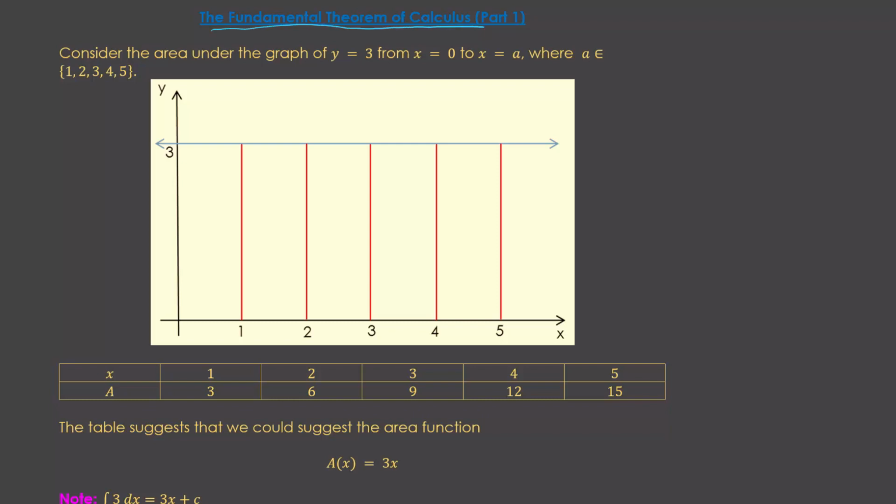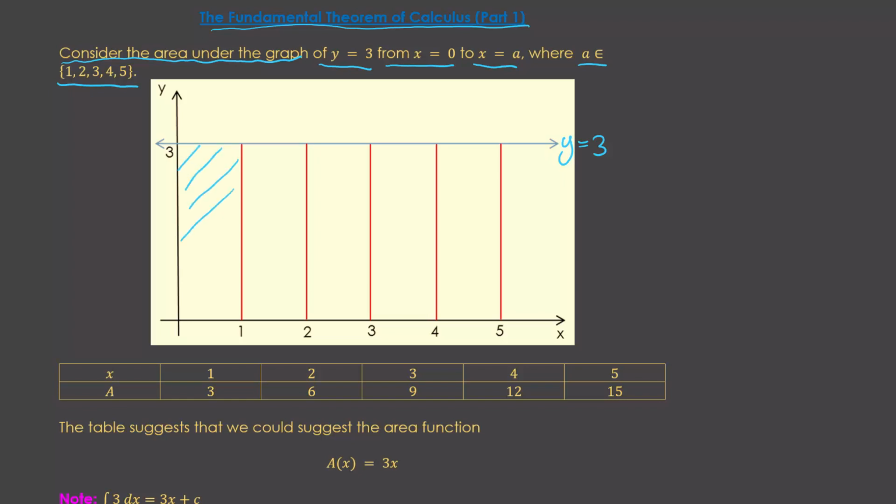The fundamental theorem of calculus, part 1. We'll look at part 2 a bit later. Consider the area under the graph of y equals 3, so this line is y equals 3, from x equals 0 to x equals a, where a can belong to 1, 2, 3, 4 or 5, as we can see in the diagram.